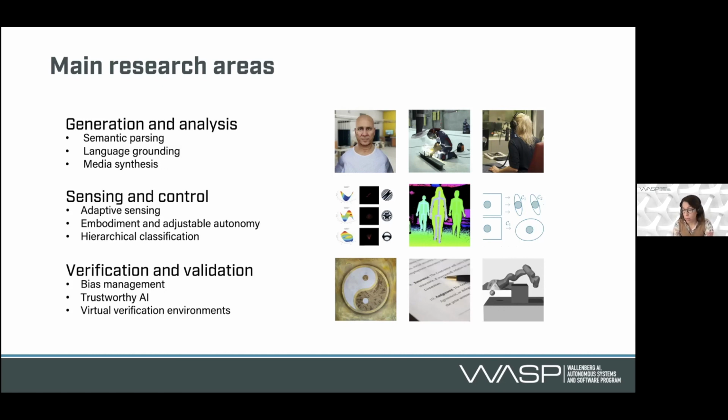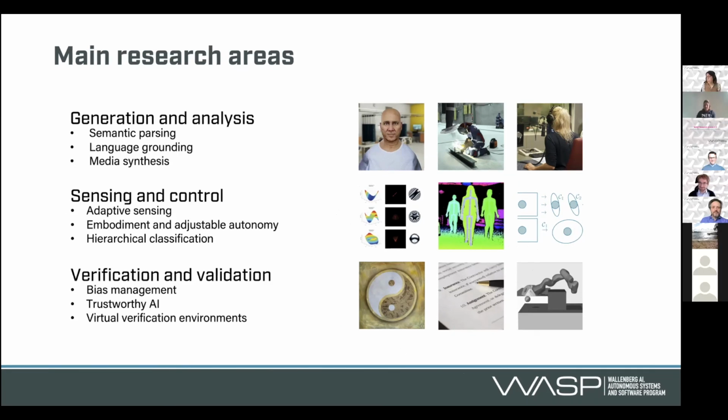And then the final research area is verification and validation. That means that we want to check that the AI systems that we build are the AI systems that we want. So this is bias management, for instance, which ties in with trustworthy AI and responsible AI. And we also want to look at virtual verification environments. Even if we have these nice test beds, it can be costly and also unsafe to try certain AI systems in practice. And then it might be nicer to run a simulated test bed where you can actually try things that would be risky in real life.